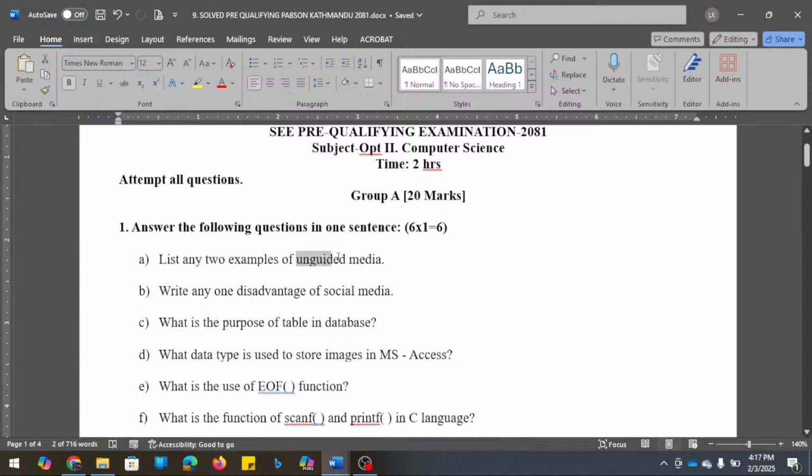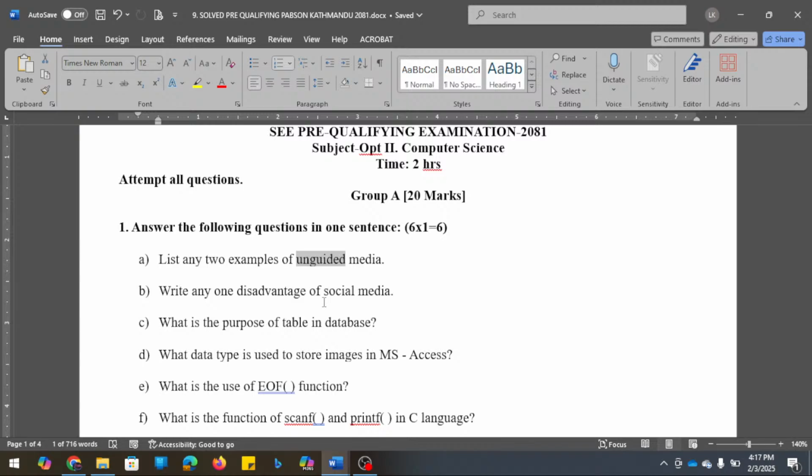Whenever there is unguided, it means we have to talk about the wireless media we use for data transmission. So unguided means wireless and guided means wired. Now what can be the example? Satellite, microwave, Bluetooth, infrared. So these are the channels.